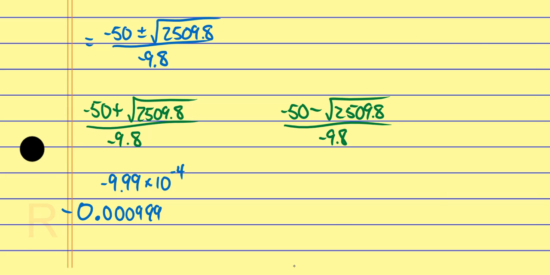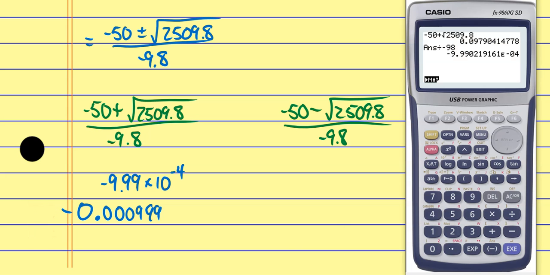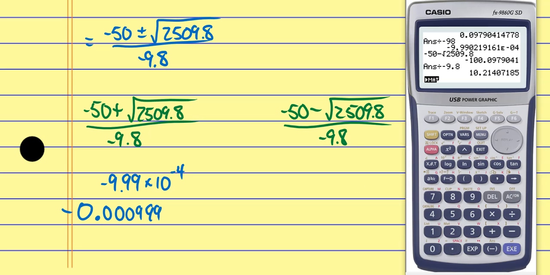And now with the second one, I do the same thing. So again, negative 50 minus this time the square root of 2509.8. I hit enter, and now I do divided by the negative 9.8. And it says, hey, 10.21.